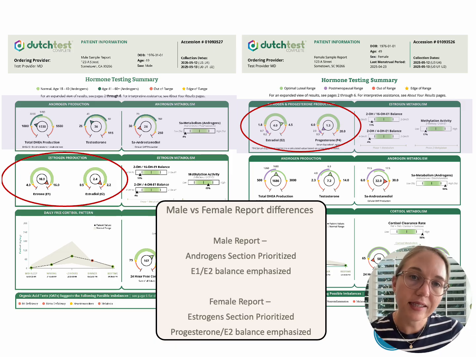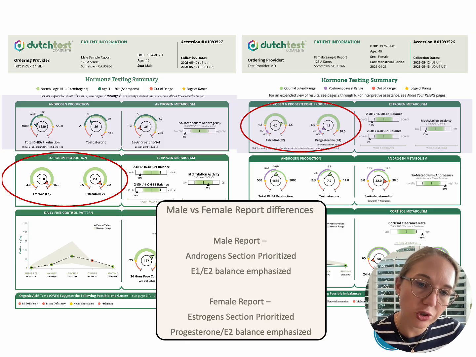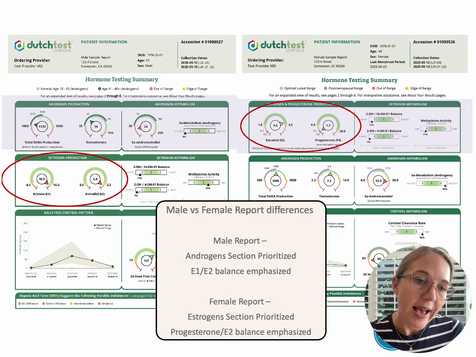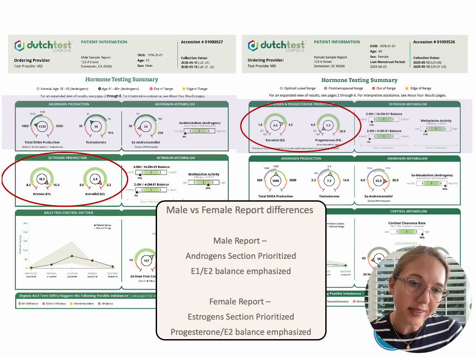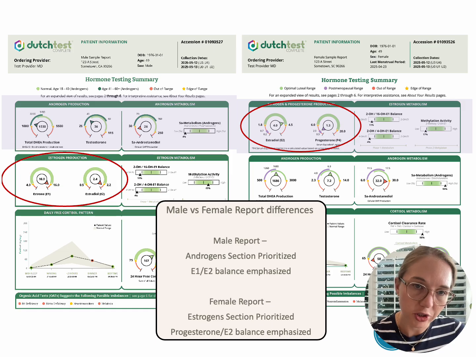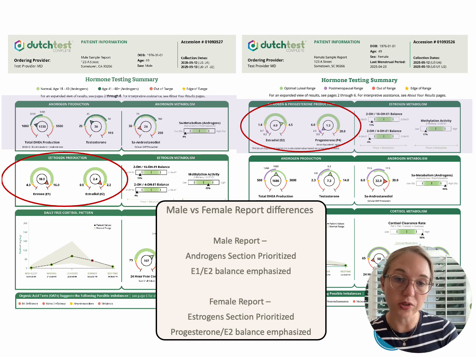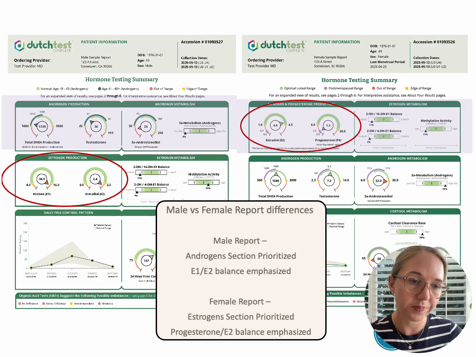Okay, then the last little thing I just want to mention is the differences between the male versus female report. The only real differences are that in the male report, you'll see that the androgen section is prioritized at the top of the report, and the E1 to E2 balance is emphasized. Whereas in the female report, the estrogen section is prioritized and the progesterone-estrogen balance is emphasized. So those are the real differences between the male versus female report.